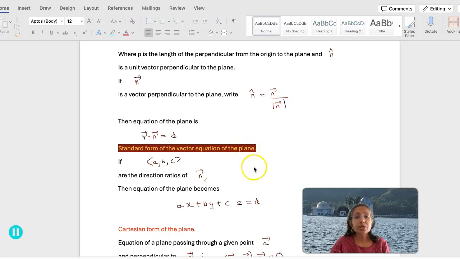What about the Cartesian equation? The Cartesian equation is given by ax plus by plus cz equal to d, where a, b, c are the direction ratios of the normal to the plane.